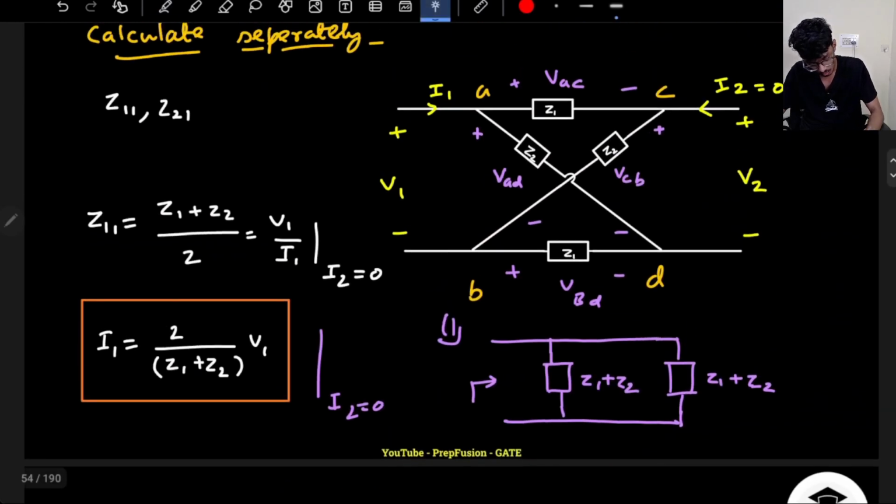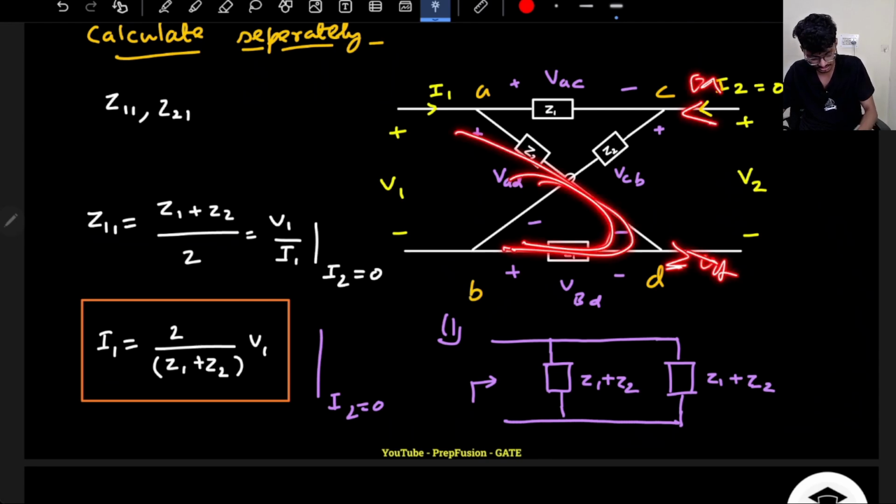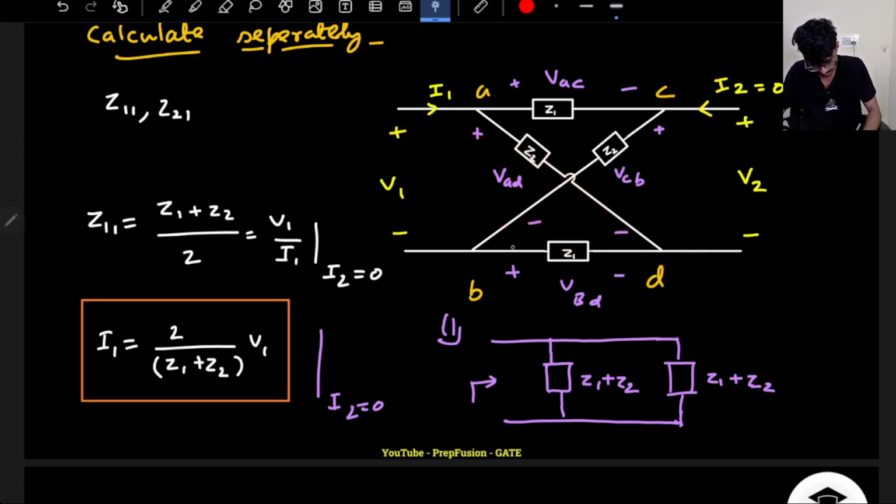Something similar you can do for VBD as well. Again, this combination is in series because zero current is flowing here, zero current incoming, zero current outgoing. So V1 is directly connected across the series combination, just like a voltage division. Now keep this in mind, VBD is in the opposite polarity. I have assumed this to be the higher polarity, but current is incoming here.